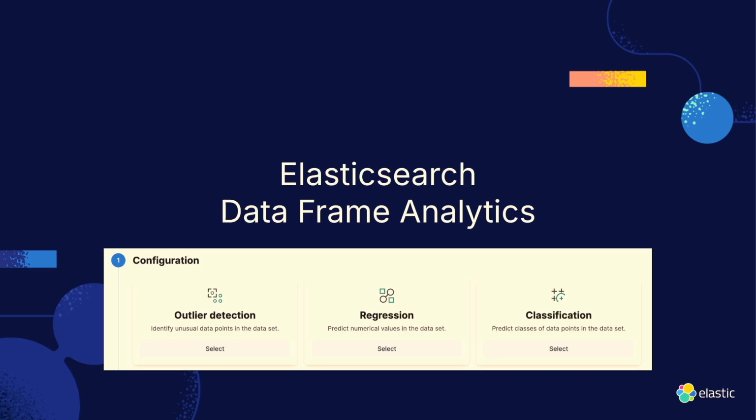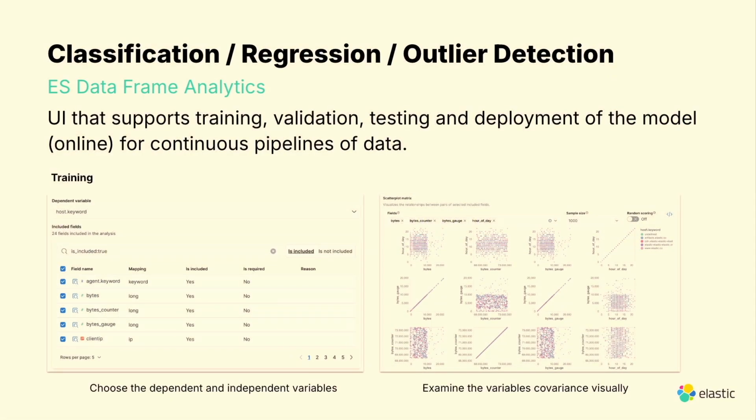You could use transforms maybe to create normalized documents, for example, out of logs, and you want to identify the attributes you want to analyze. So in that case, your data doesn't have to leave Elasticsearch. We provide a UI and API that allows you to do the training, the validation, the testing, and the deployment of the model within Elasticsearch.